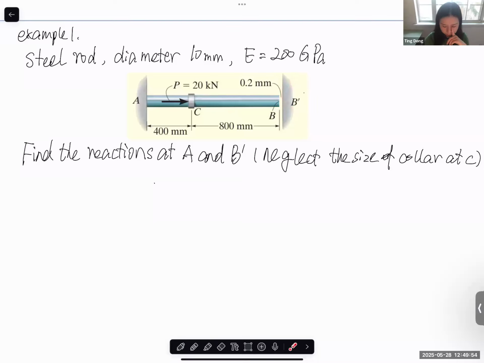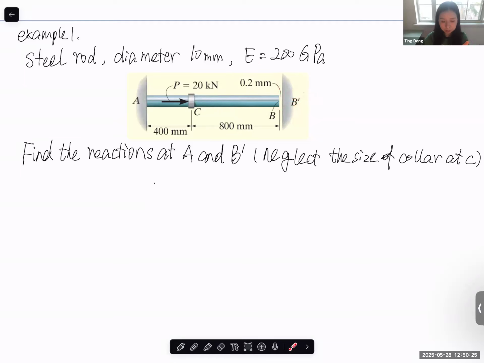So let's first assume that there's no wall here. We need to consider what the elongation caused by P is. If this elongation is higher than 0.2, it means that in the real situation, there will be contact between B and B prime. And B prime will have a reaction force, right? The reaction force is generated when there's contact between the free end and the wall.